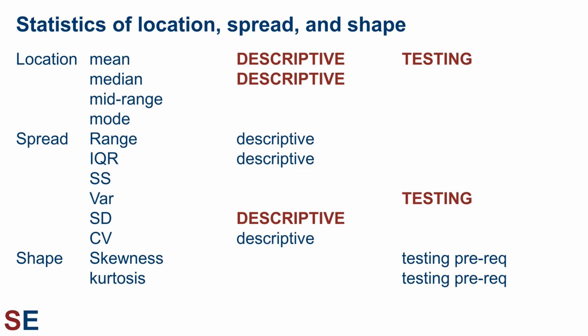So here's kind of a summary of our 4 different location statistics, our 6 different spread statistics, and our 2 different shape statistics. The mean, median, and standard deviation are often used when describing data. The range, IQR, and coefficient of variation are also sometimes used, but not as much. And then for doing statistical testing, most statistical tests work with the means if they're interested in location, and variances if they're interested in spreads. And then the skewness and kurtosis are often prerequisites for doing our tests.